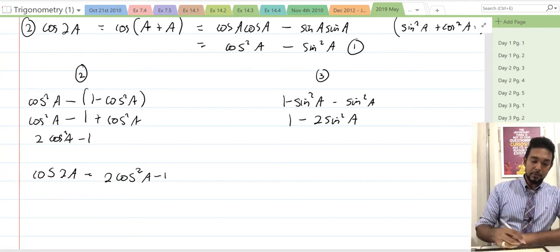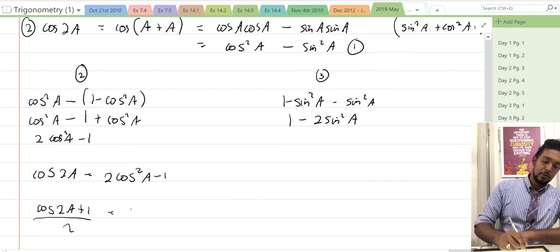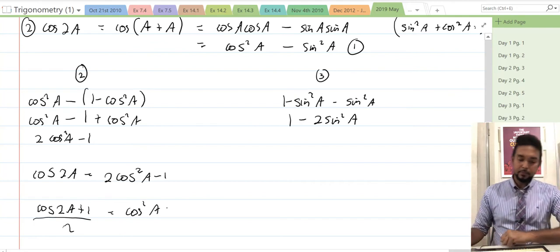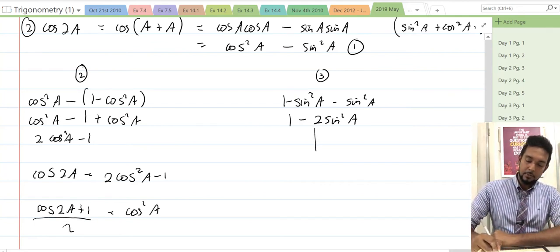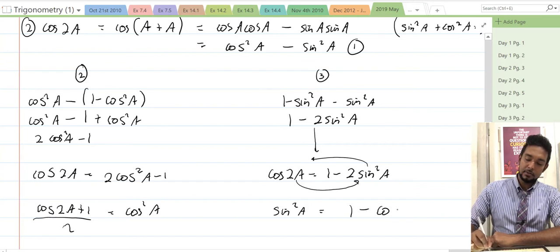Alright? Okay, so here, for example, we could say, okay, so cos 2a, we could add 1 to that side and then divide by 2. And that'll give us cos squared a. Alright, similarly here, if you just bring it down, this expansion of cos 2a gave us 1 minus 2 sine squared a. So what we could do to make sine squared the subject, you could actually carry it across and bring this here. So 2 sine squared a, sorry, sine squared a is equal to 1 minus cos 2a all over 2.